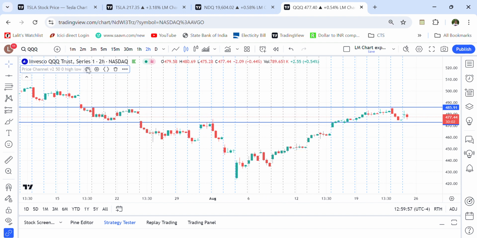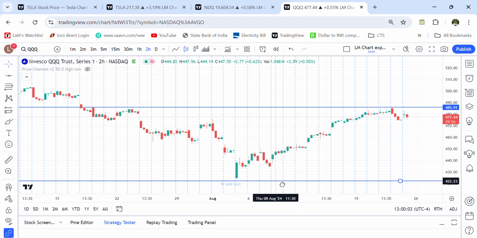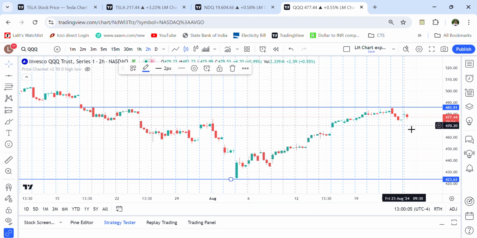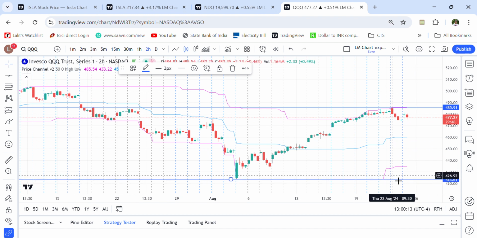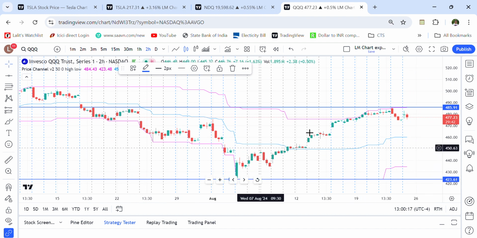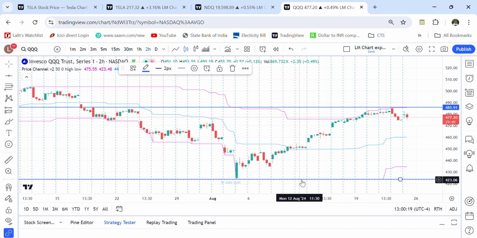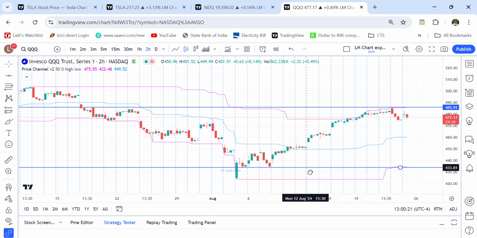I will hide my candles. The high remains the same, it didn't go higher than that. But the low changed, the low changed is here. So looking back to 50 candles, now this is my low and this is my high. If I again put my price channel, you can see that this is my low. It has changed a little bit because the new candle has formed, so now the 50 candle range is here.